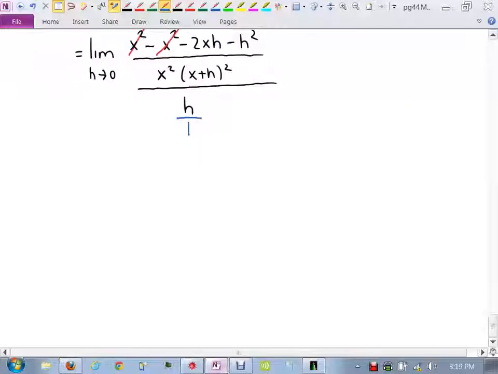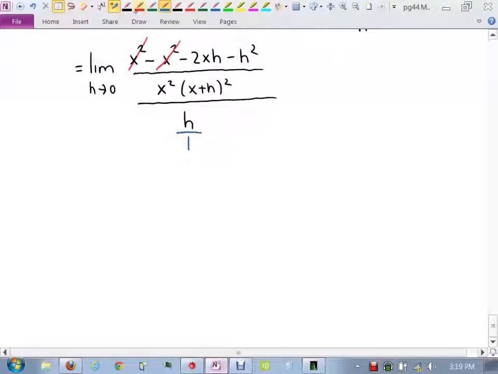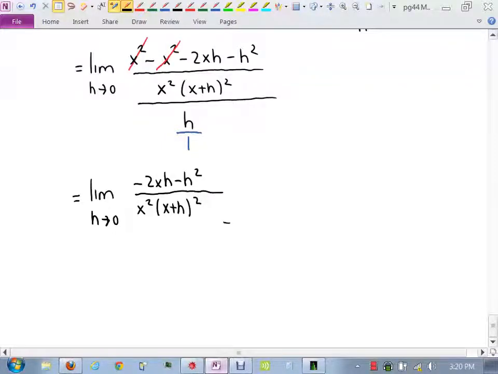Okay, well, let me write the next line. So I have equals limit, h goes to 0, negative 2x h minus h squared over my common denominator, x squared, x plus h squared, over h over 1. And I think I'll put a very exaggerated division here.